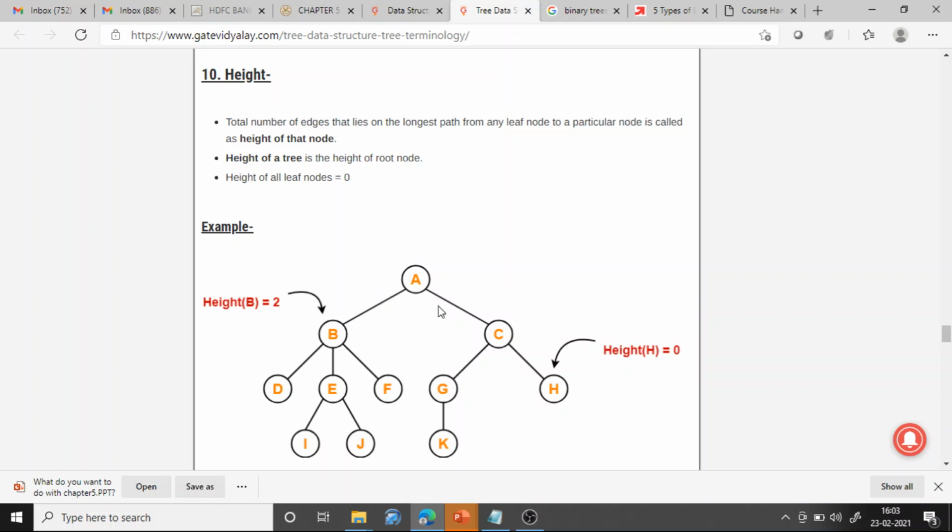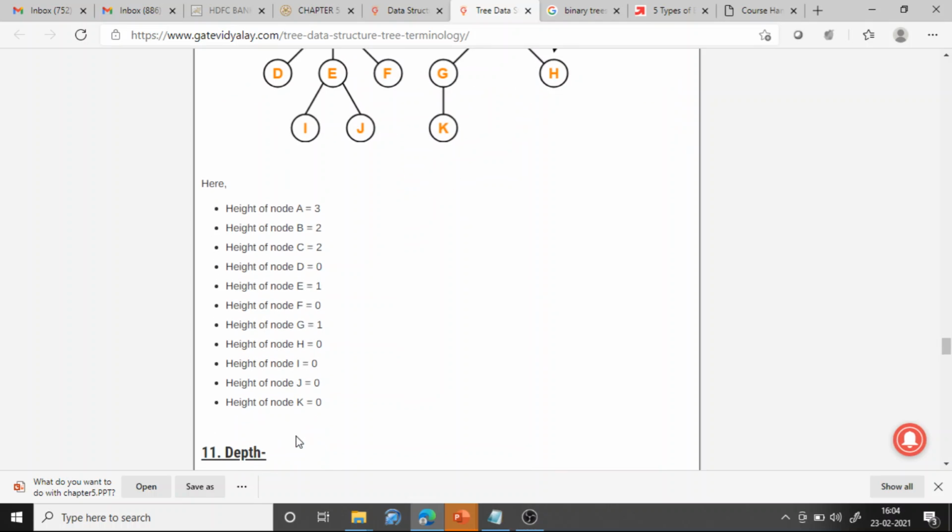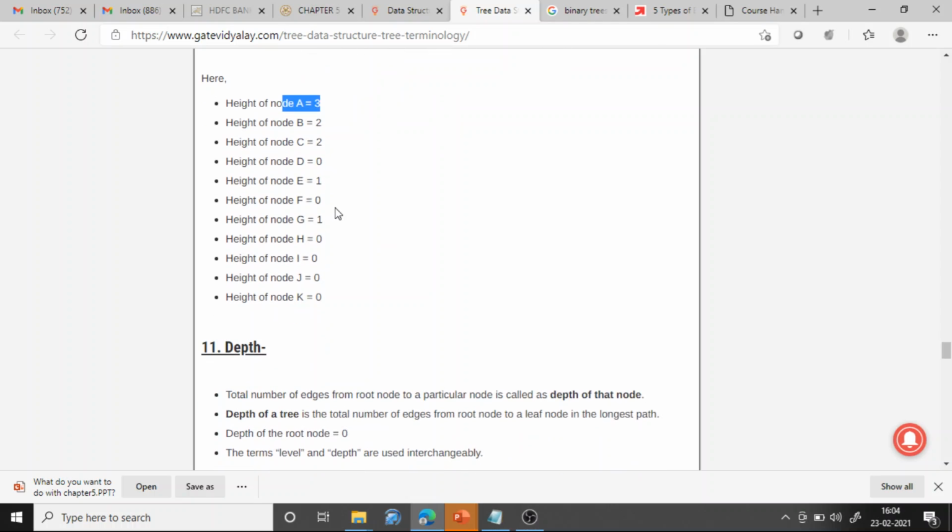Height of a tree is nothing but the height of the root node. So root node, how many edges does it pass through? 1, 2, 3 to reach the leaf node in the longest path. Here you can also reach the leaf node F, but that is not in the longest path. Longest path is I, J or K. So for reaching that you need how many levels? 1, 2, 3. So that is called the height of a node. Here the heights of all the nodes are calculated. The height of the root node is nothing but the height of the tree.